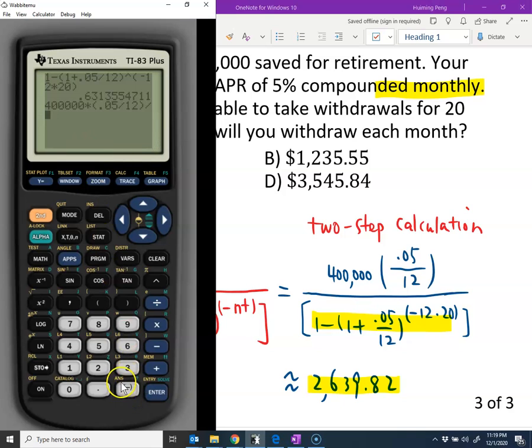The previous answer in the calculator is here, the second negative. So I am going to click second, negative, which is the previous answer, and then enter. And here is the answer that we get. Okay, I hope this helped.